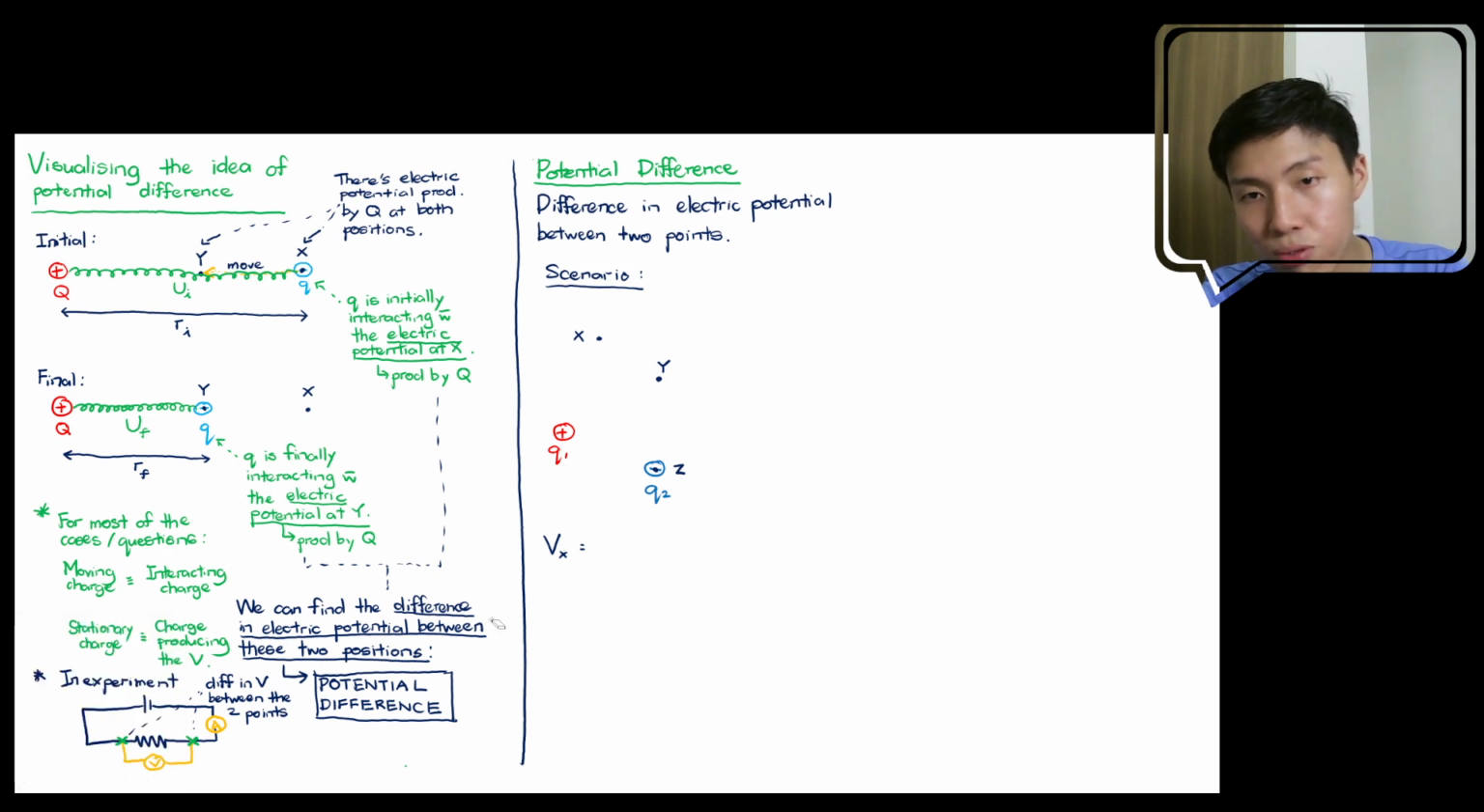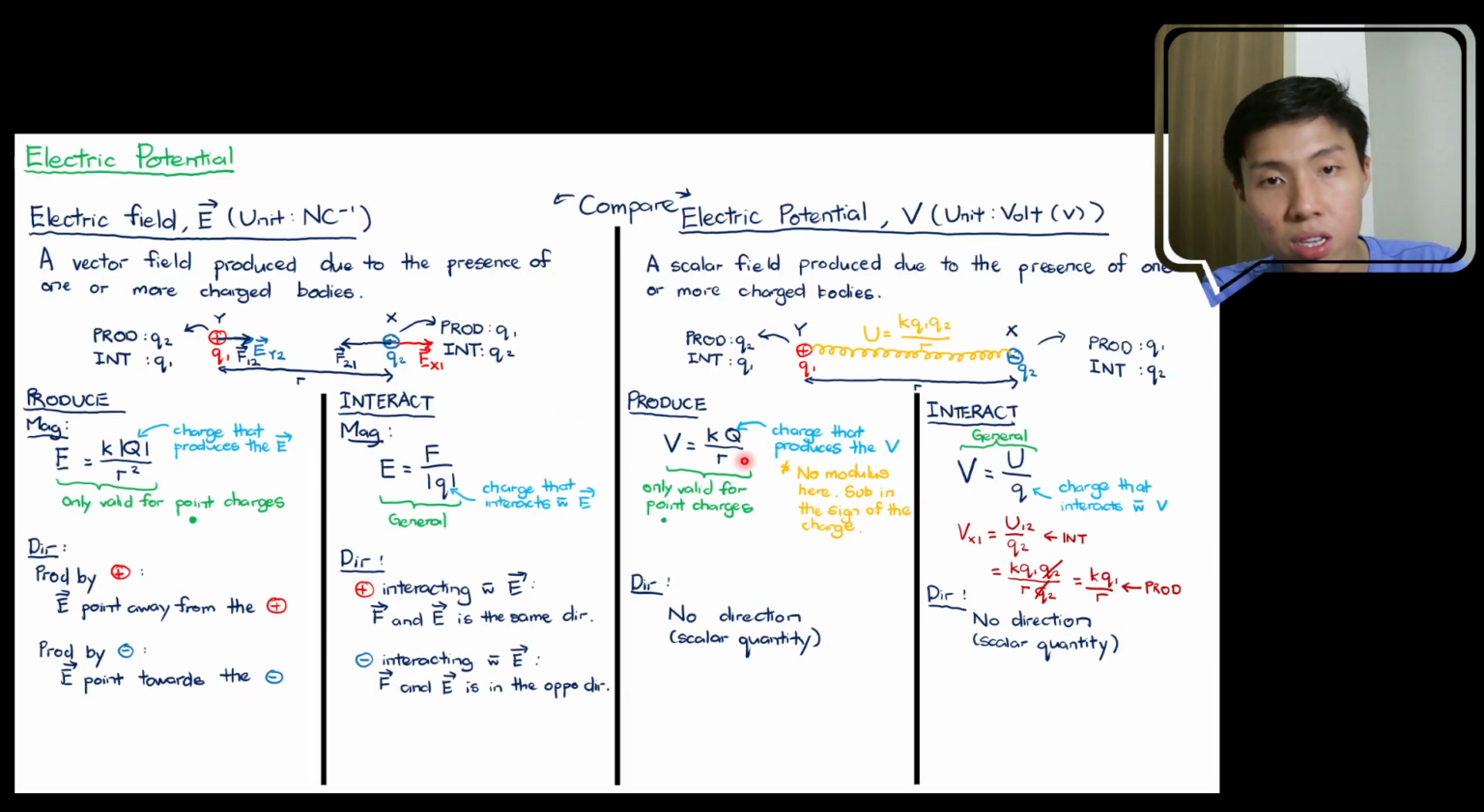So what do I usually do? If I'm finding electric potential at X, I'll draw springs connecting the charges that produce the electric potential to the point that I'm interested in. One is from Q1 to the point that I'm interested in, X. Another spring is from the other charge, Q2, to the point X. This one I'm going to label as KQ over R, because this is produced and we're going to use the equation KQ over R.